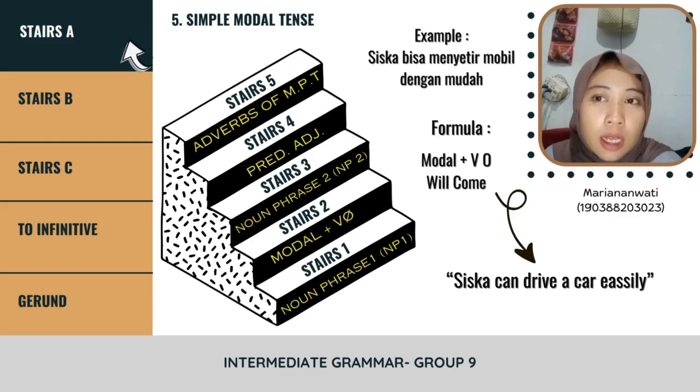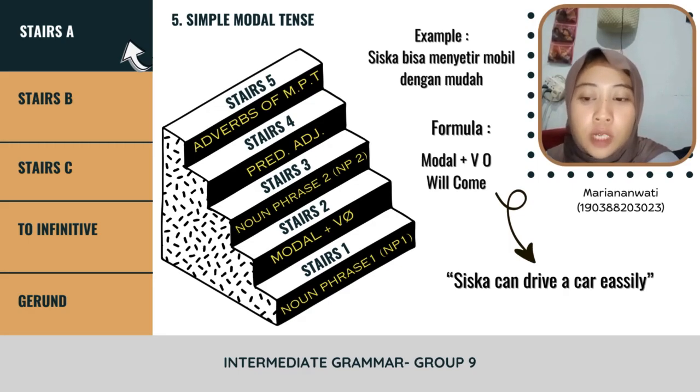Simple modal tense has a sentence. The sentence is "Siska bisa menyetir mobil dengan mudah." Siska is noun plus 1. Bisa menyetir is the modal plus verb. Mobil is noun plus 2. Dengan mudah is adverb of manner.